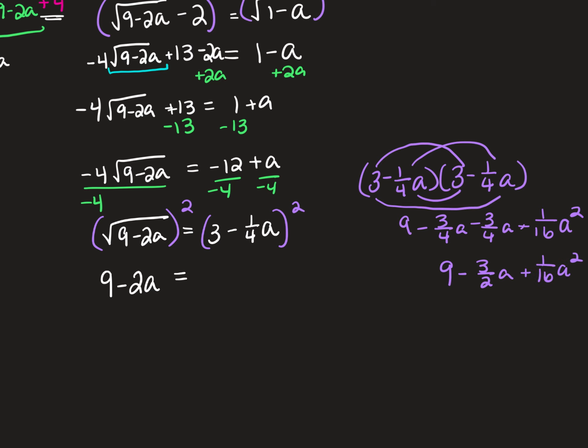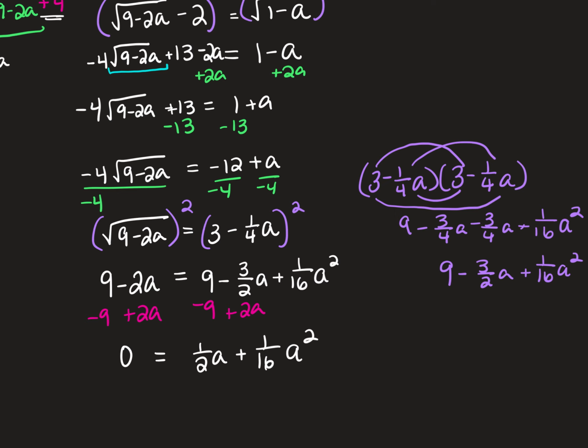All right, so let's put that back in over here. 9 minus 3/2 a plus 1/16 a squared. And then I'm going to move everything to one side. So subtract 9, add 2a. All right, we're going to get 0 equals. So 9 minus 9 is 0. Negative 3/2 a plus 2a. That's like saying negative 3/2 a plus 4/2 a. So it's 1/2 a plus 1/16 a squared.